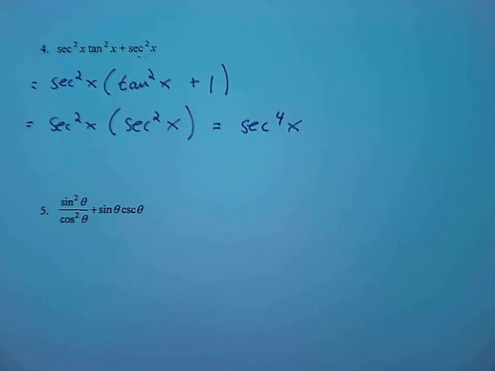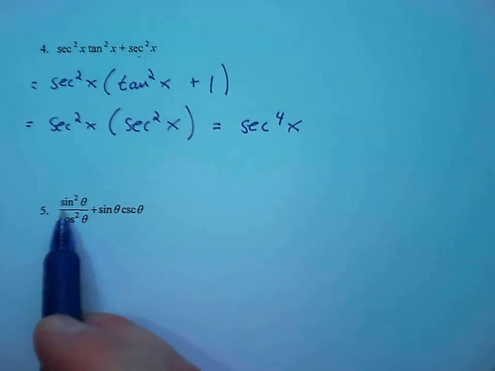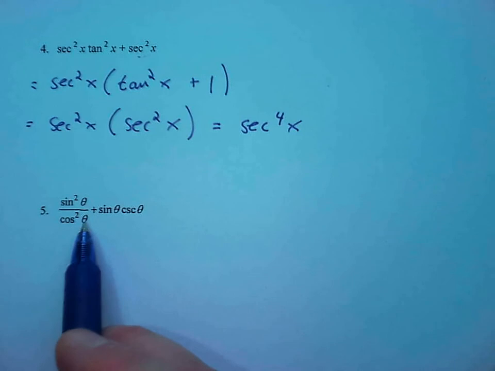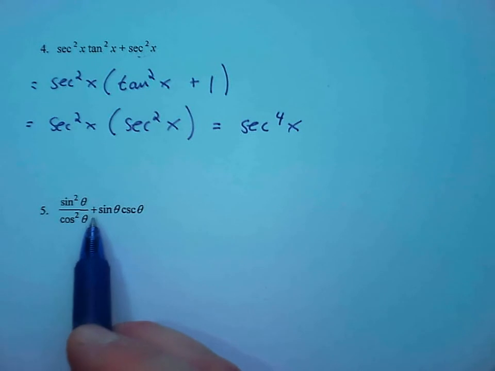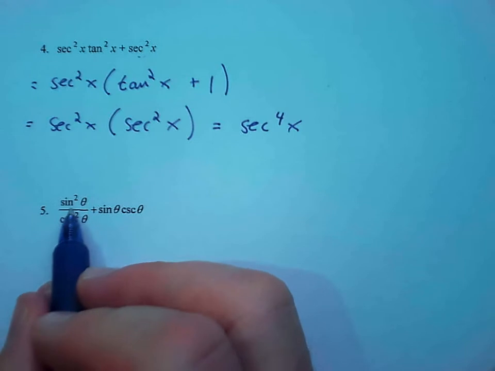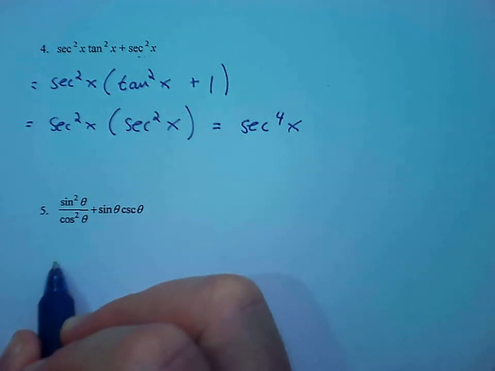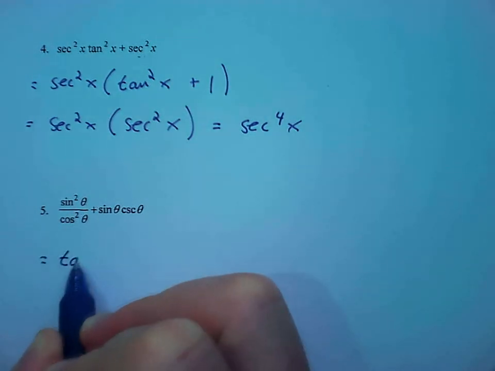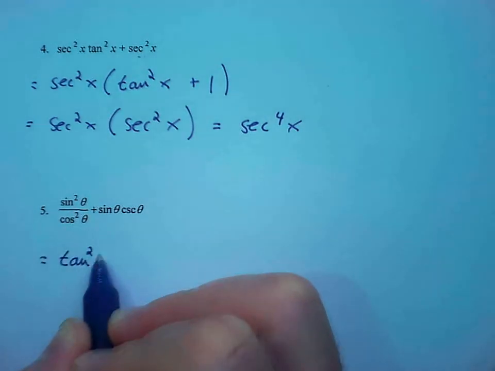Then in number 5, sine squared of theta over cosine squared of theta plus sine of theta cosecant of theta. Well, we know that the sine squared of theta over cosine squared of theta is just equal to the tangent squared of theta.